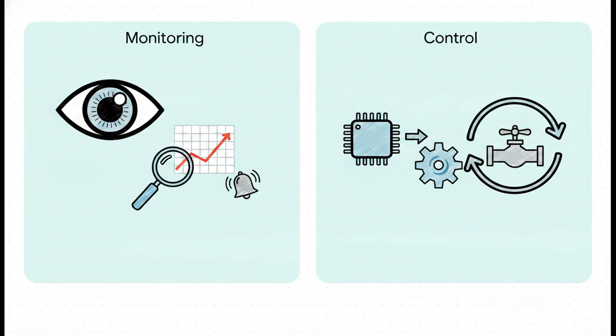But control systems, they are a whole different beast. In a control system, the output actually affects the input. The microprocessor processes the data and makes a hard decision to take physical action, like turning on a heater. And doing that actually changes the temperature being monitored. It's a continuous active loop of sensing and acting.